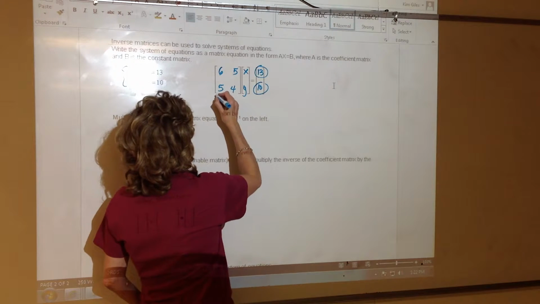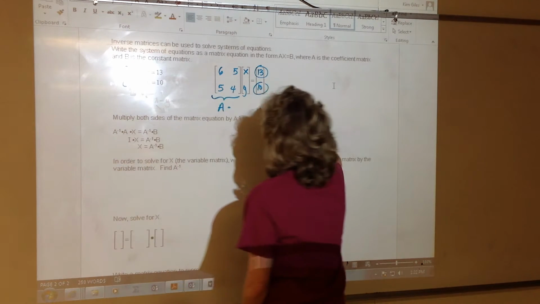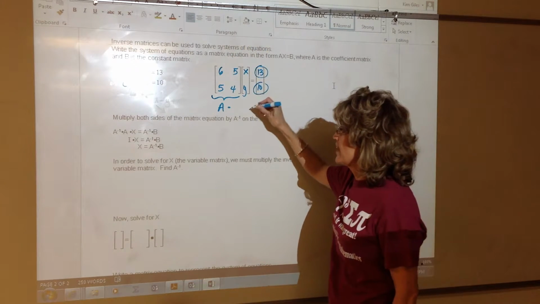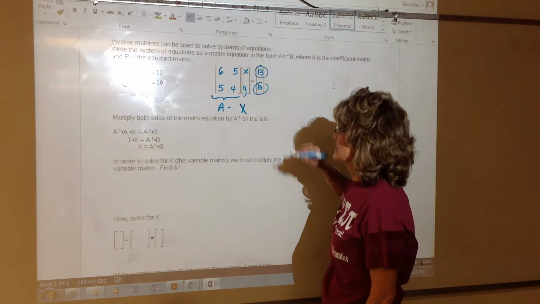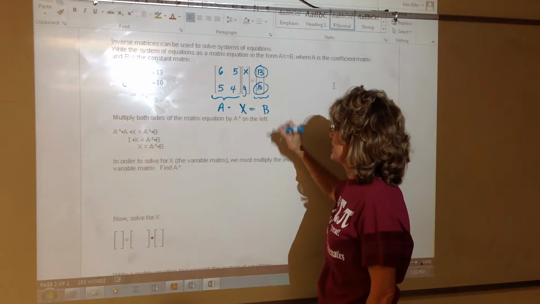We're going to call this one matrix A. And the one that we're trying to look for, I'm really trying to figure out what are the values of x and what are the values of y. So this one's going to be matrix X, and my solution matrix is matrix B.